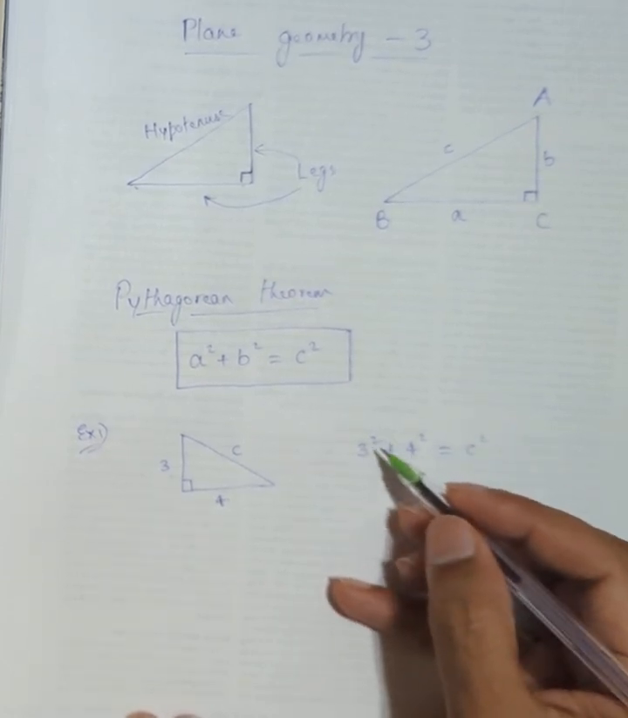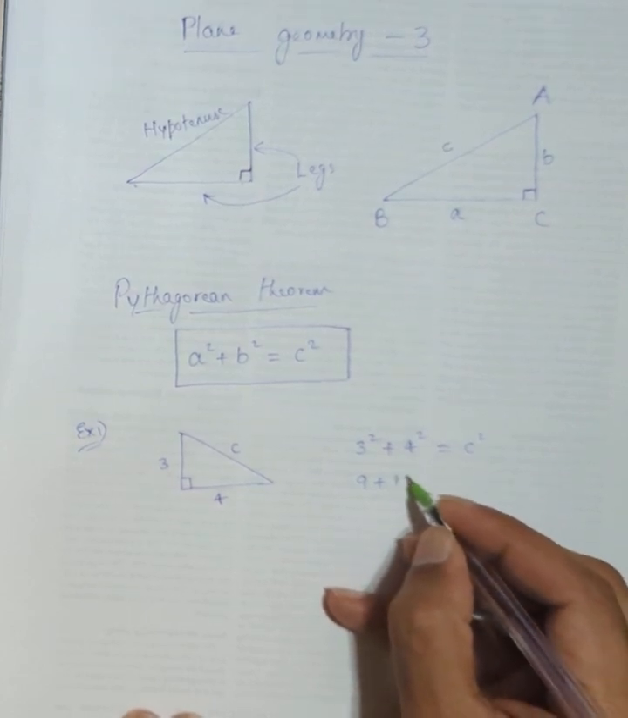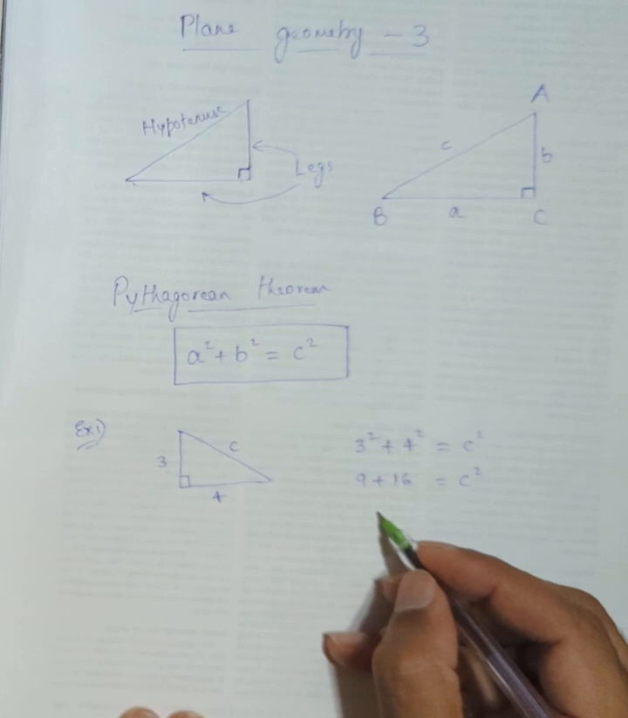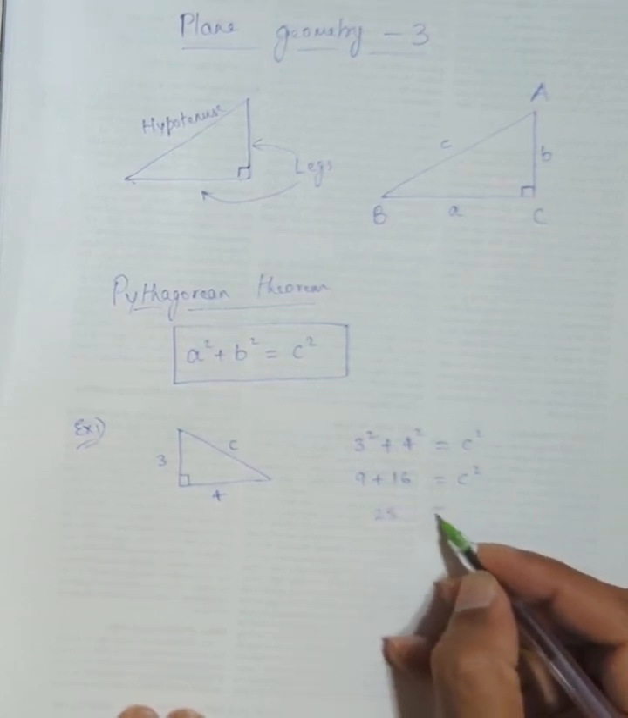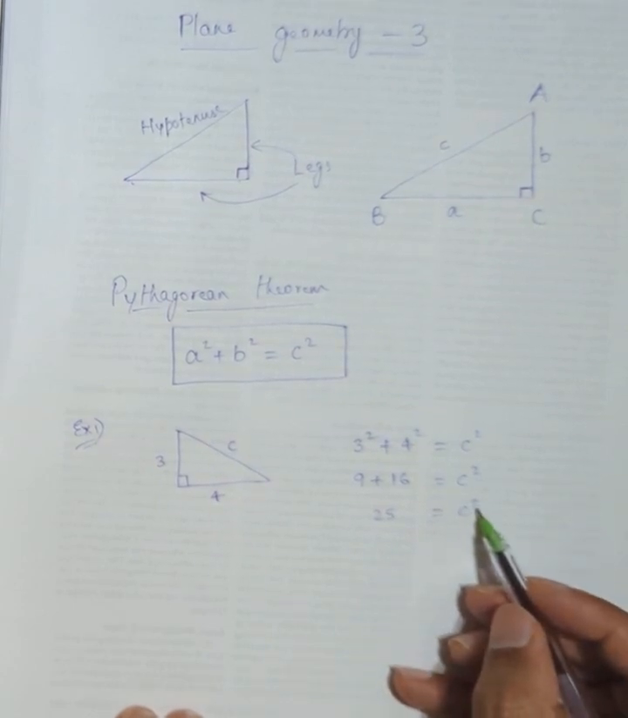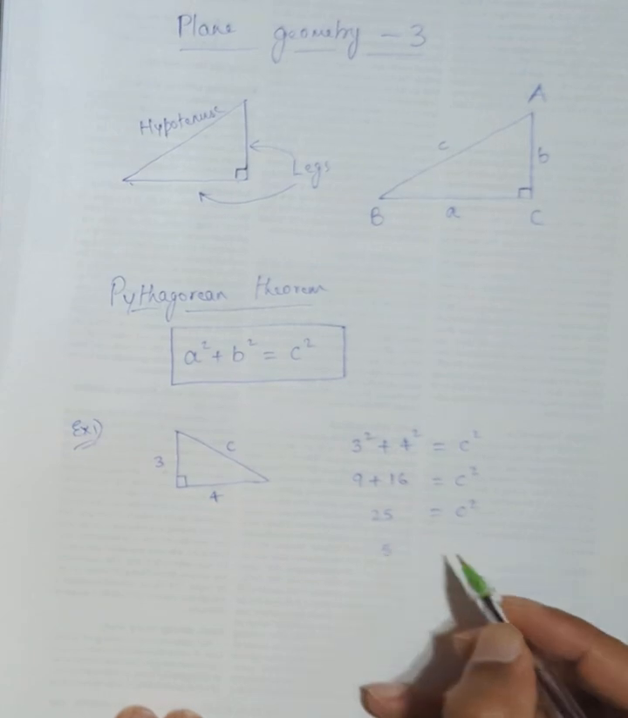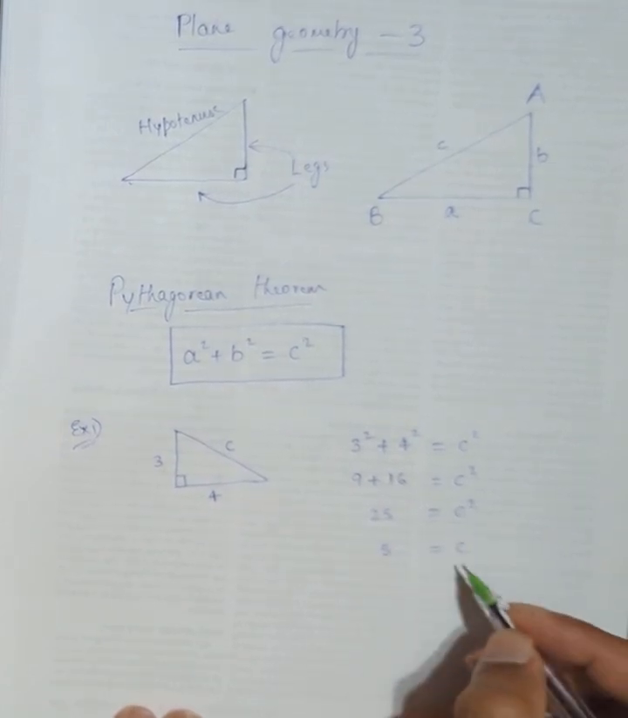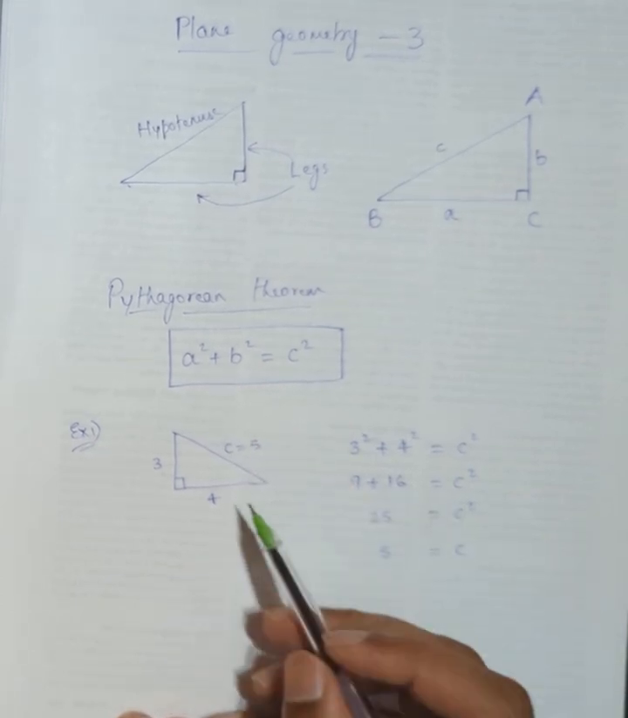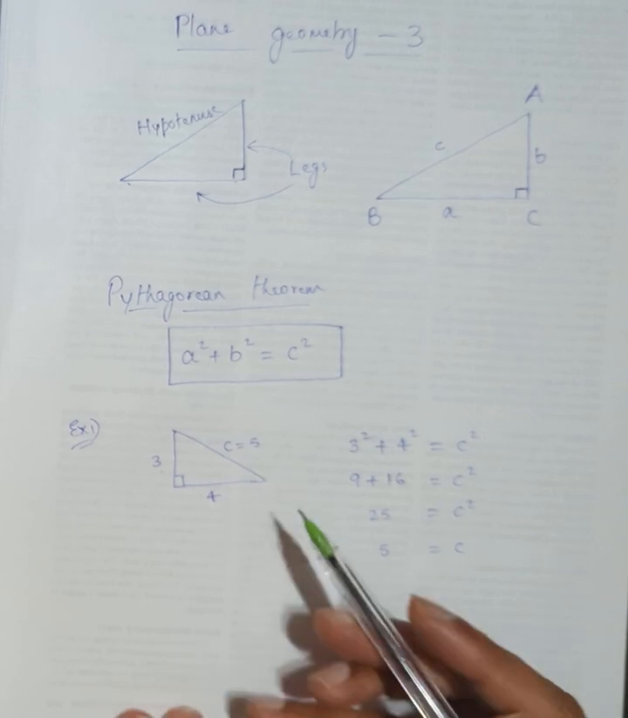And 3 squared means 3 times 3. So that's 9. 4 squared is 4 times 4, 16, equals c squared. We can simplify. 9 plus 16 is 25. So c squared is 25, but I need c. So to get rid of the square, I take the square root on both sides. The square root of 25 is 5 and the square root of c squared is c. So what I got is c is equal to 5. So notice, when we know two legs, we can find the hypotenuse.